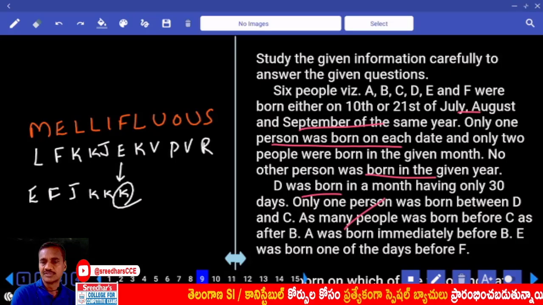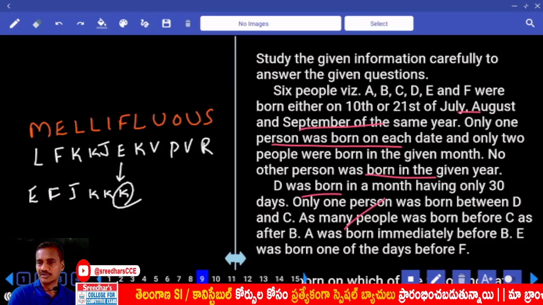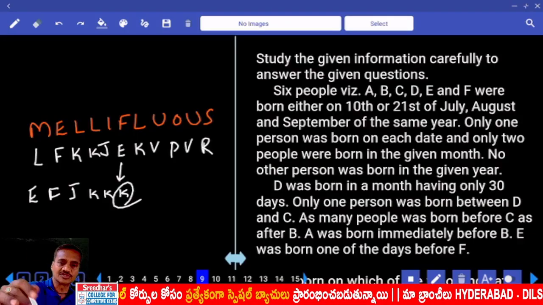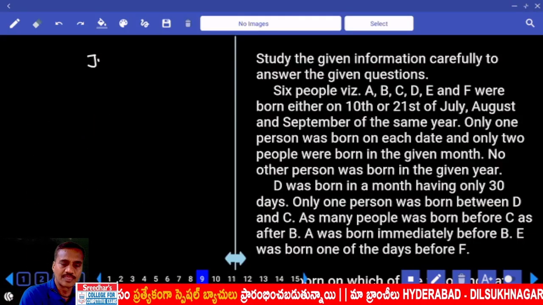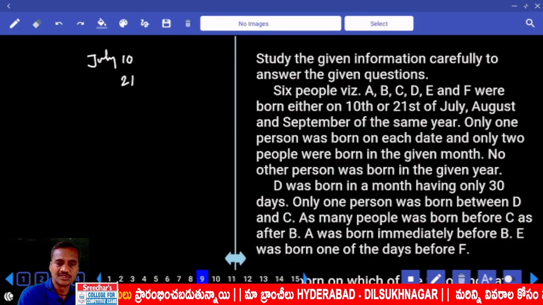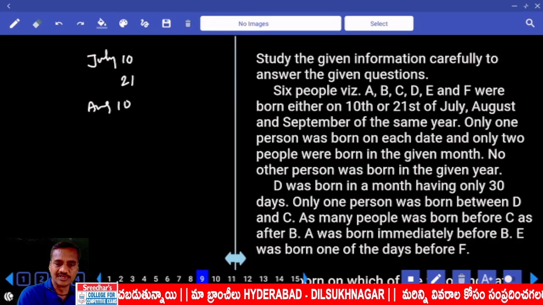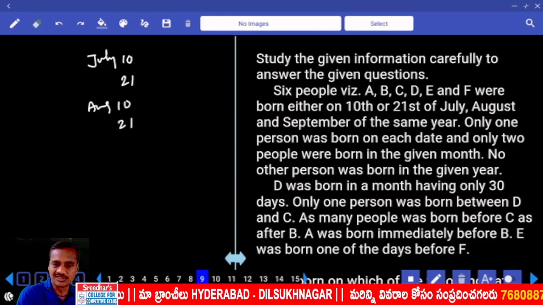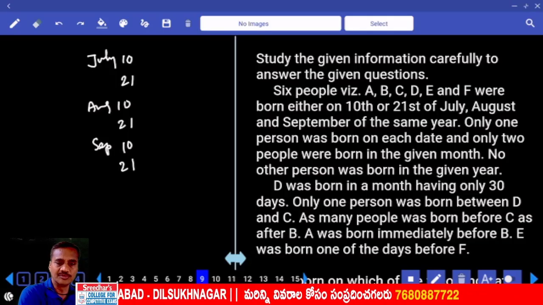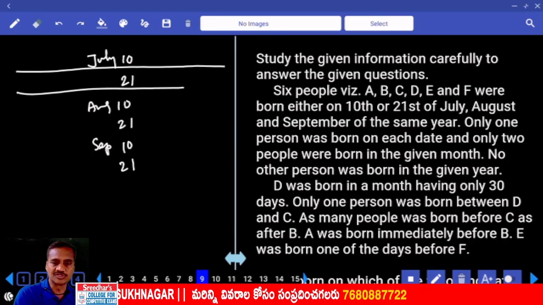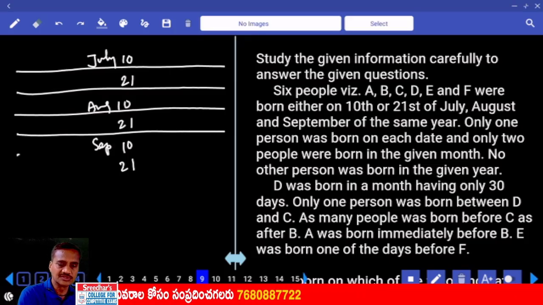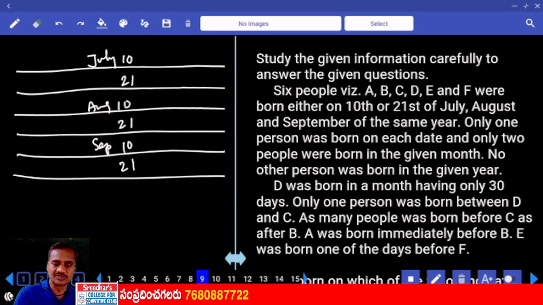Then 9 onwards. Now there are some 6 people. Six people were born on the 10th or 21st of July, August and September. Now July, what are the dates we have? 10th and 21st. Then August, 10th and 21st. In September also 10th and 21st. Now how many people are there? 6 people in these 3 different months. In each month exactly 2 persons.